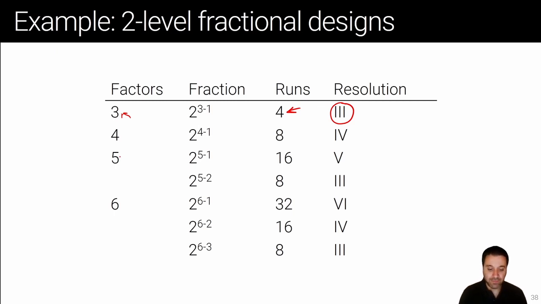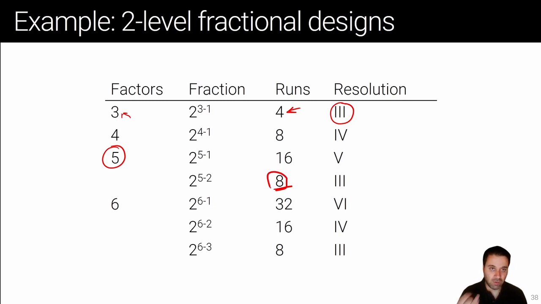Let's say we have 5 factors. Then what this tells us is, if you only care about the main effects and you assume there are no interactions, or you are willing to ignore the extent to which there is an interaction and how it's confounded with the main effect, then you may go with a resolution 3 design, which only requires 8 runs.